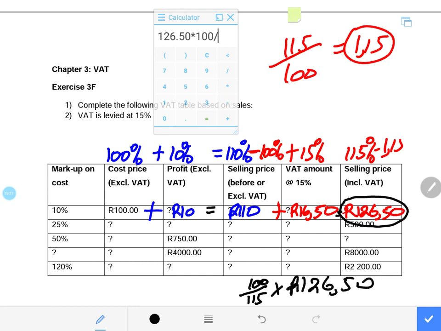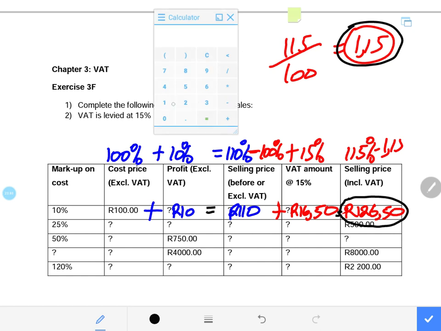Now that means, in simple terms, we divide by 115, then this gives us exactly 110. At the same time, we can use the same approach with that 1.15. I said to you 110 times 1.15 will give you 126.50. Remember, jumping from here, cost price 100%, to the selling price after VAT was included.